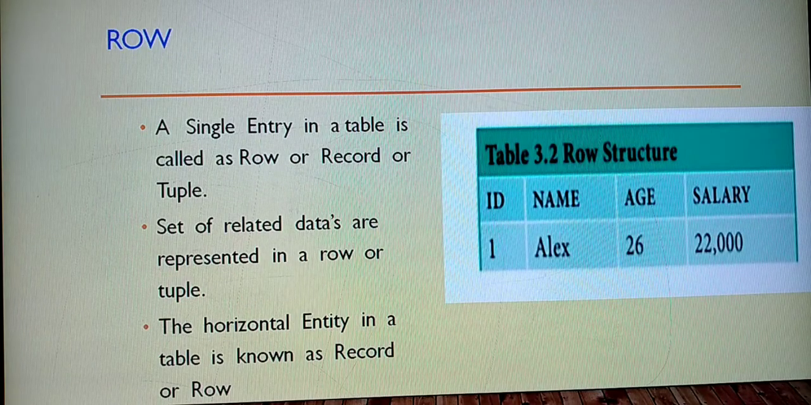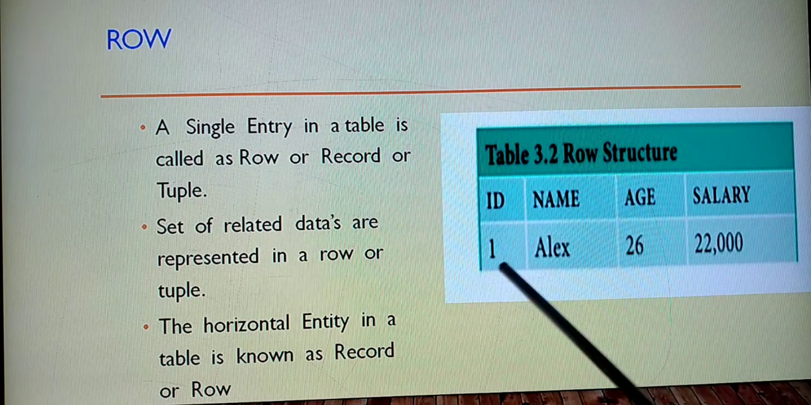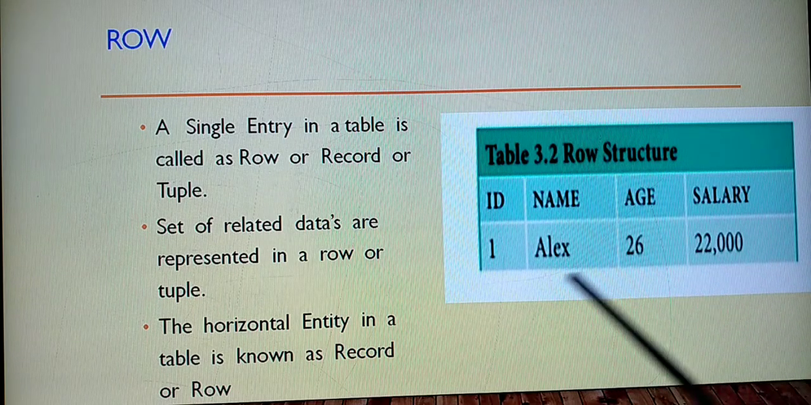Yes, next you are going to have the row. A row is a single entry in a table, called a row or record or tuple. So a row is going to have different names. If the question asks you to write about a record, or define a tuple, you have to write the same points that you have under row. This is also a 2-mark question for you. A set of related data is represented in a row or tuple. This single line is a row, record or tuple for you.